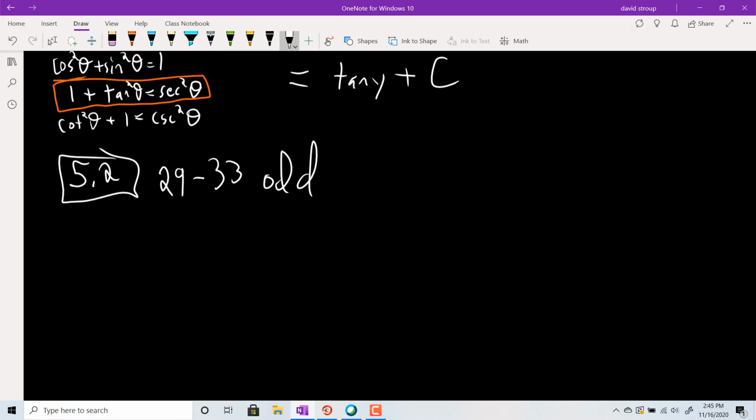So for 5.2, I expect us to be able to do problems like 29 to 33. I won't expect you to have all those sum formulas memorized or anything like that. I just want you to be able to do some simple approximations using either the right endpoints or the left endpoints. Okay? So in the first problem, I just want you to use the right endpoints to approximate the area underneath the given curve in the given region.